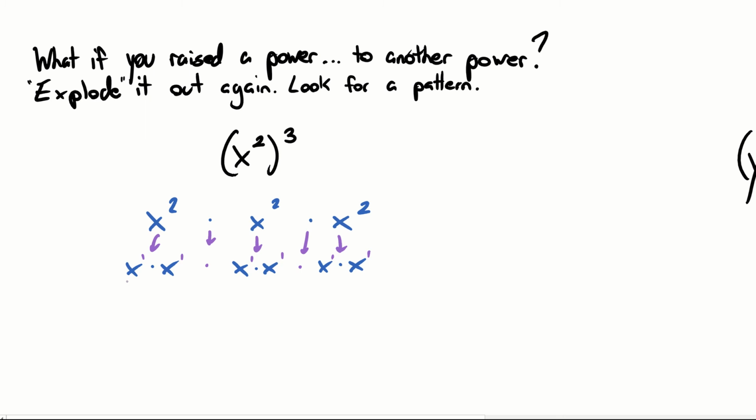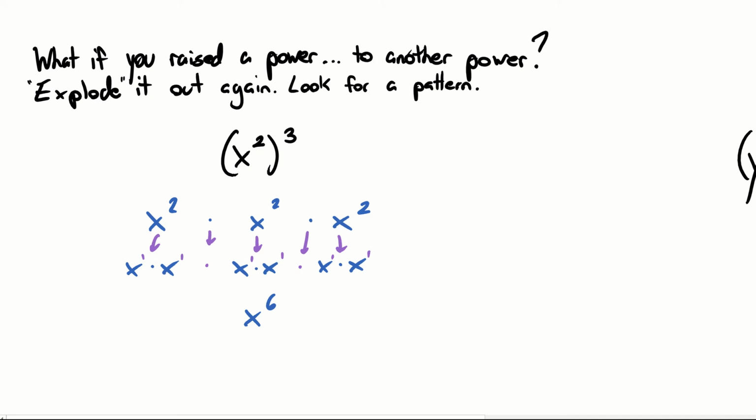In other words, if I'm multiplying 1, 2, 3, 4, 5, 6 x's together, what's a much better way of writing that? How many x's do we have? 6 of them, right? So this is x to the 6th power. Let me write that a little better. x to the 6th power. There we go. It also makes sense if we go back to that previous property: 1 plus 1 plus 1 plus 1 plus 1 plus 1 is 6.